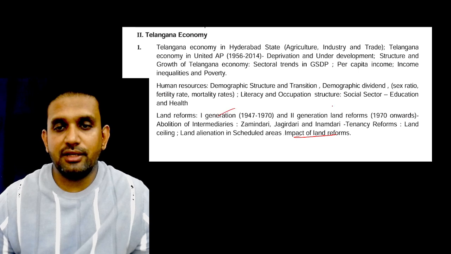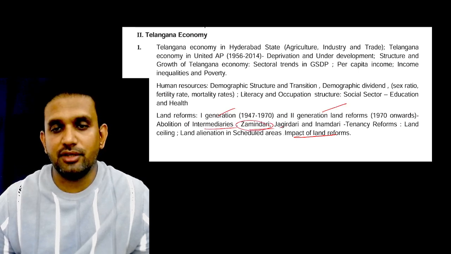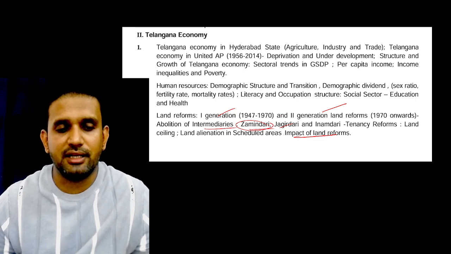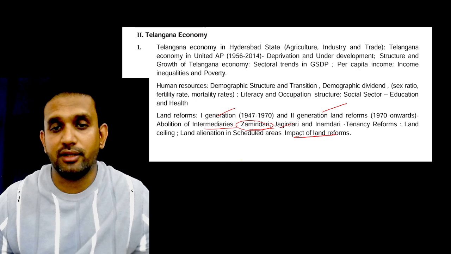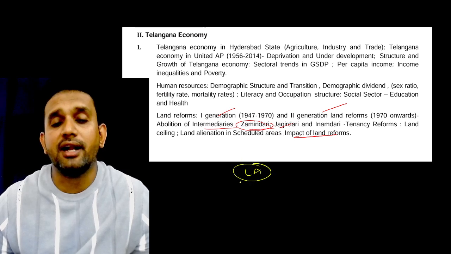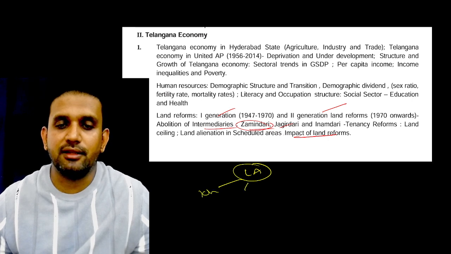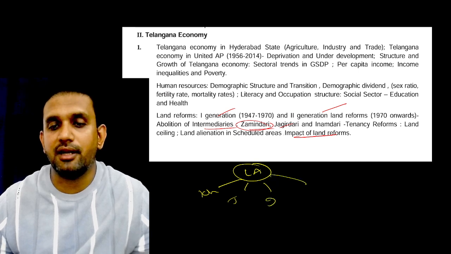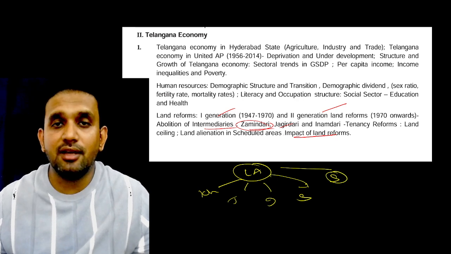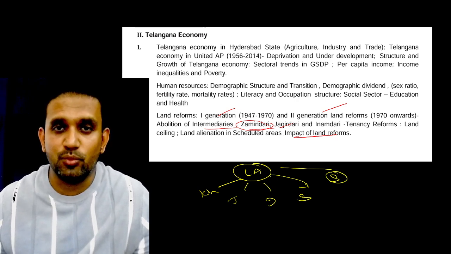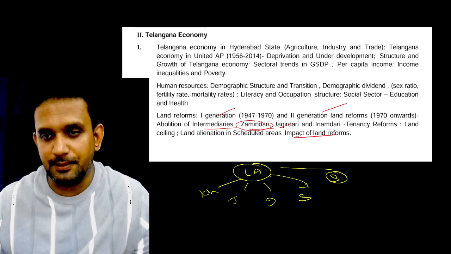So first generation land reforms, second generation land reforms, then abolition of intermediaries, zamindari, jagirdari, like land administration in Telangana that we have already studied in one of the shorts that I have told you. How land is administered in Telangana, in the form of Khalsa Diwani, in the form of jagirdari land, in the form of inamdari land, in the form of sarf-e-khas land, in the form of samsthanams. This is how the land of the Hyderabad state was administered.